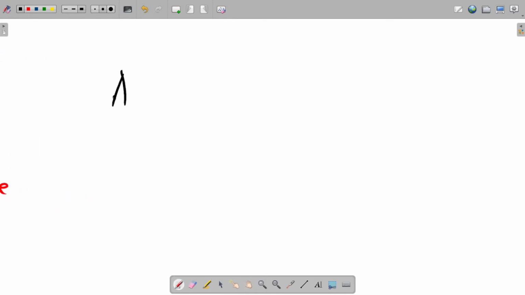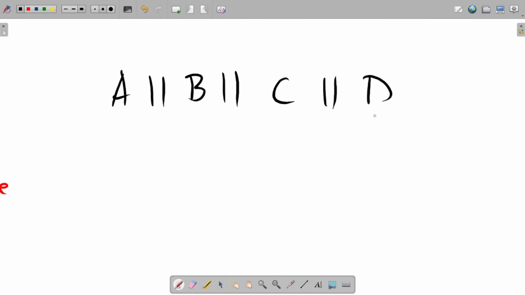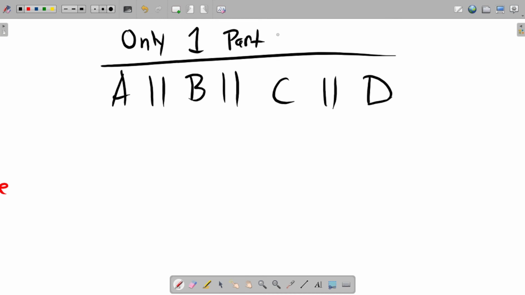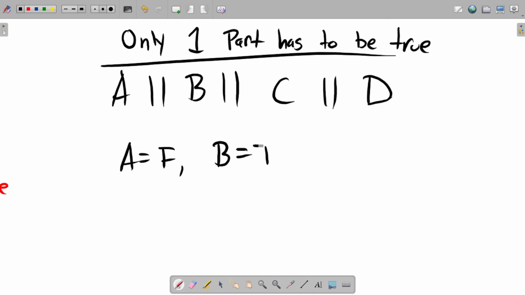So if I had A or B or C or D, what this means is that only one part has to be true. Whereas the other one, only one part had to be false for the whole thing to be false. This one is only one part has to be true for the whole thing to be true. So if I had A equals false and B equals true, and let's just say C equals false and D equals false, then because I'm asking an OR, which is one part or more has to be true, this whole expression is true even though only B is the one that's true.